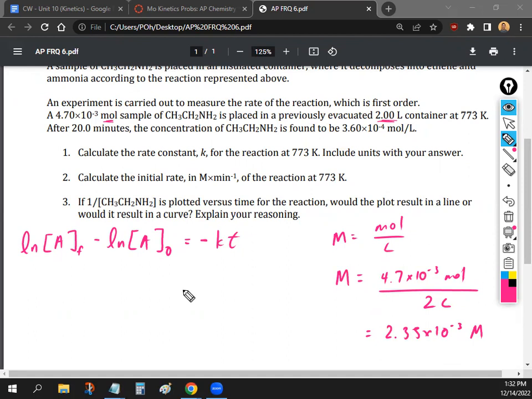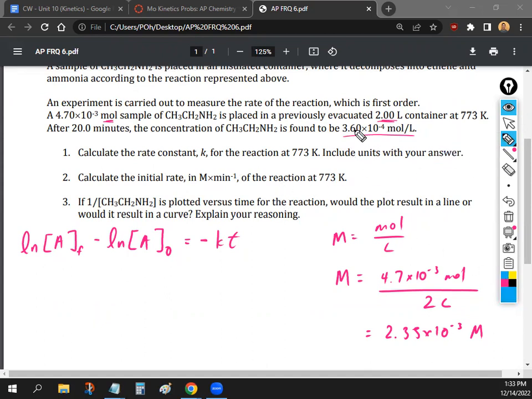Okay. So far, so good? Okay, so this is our initial concentration, so we're going to plug it in right there. Now, for our final concentration, it already gives it to us in molarity. So make sure you do not divide it by liters again, because that's the wrong value then.